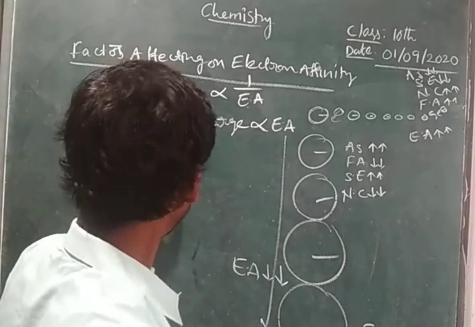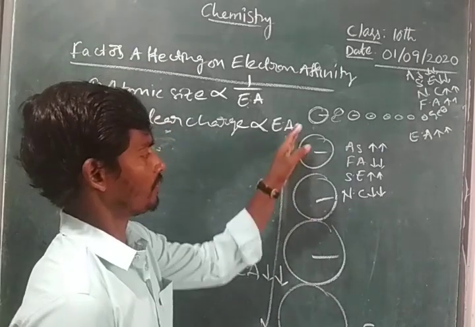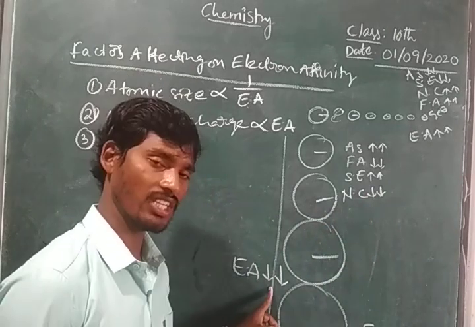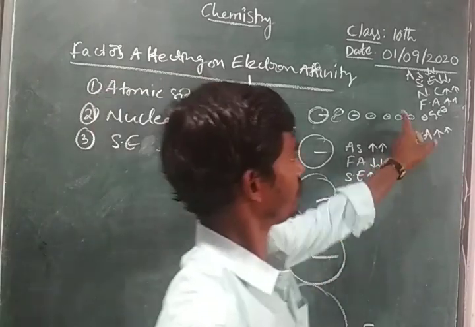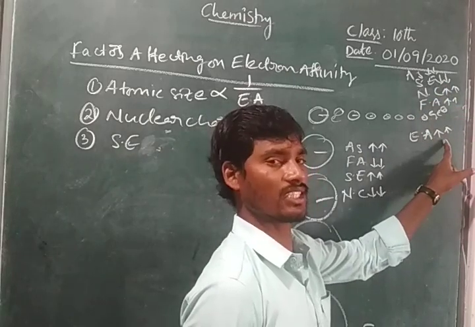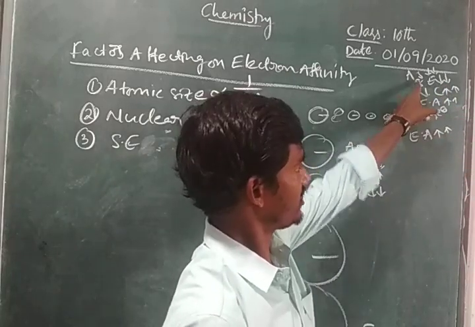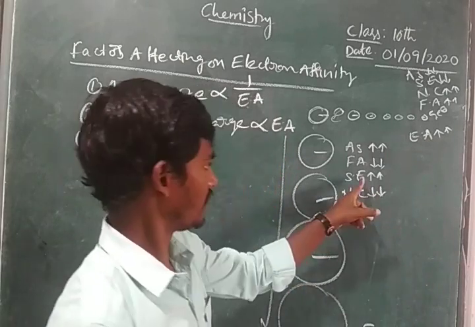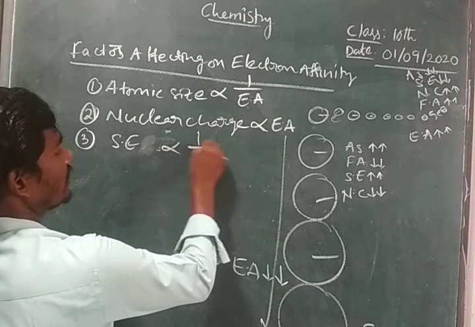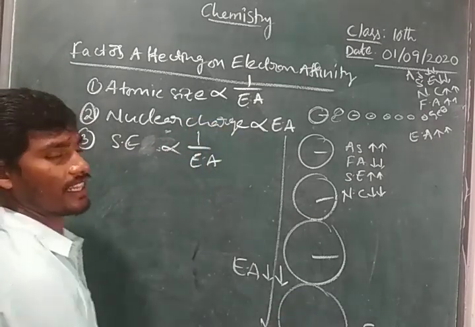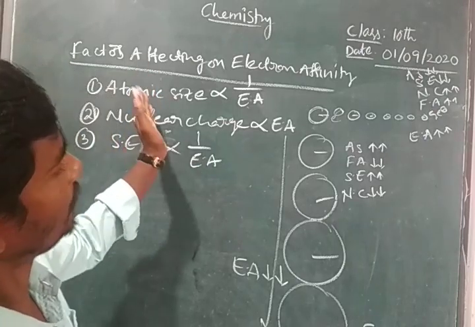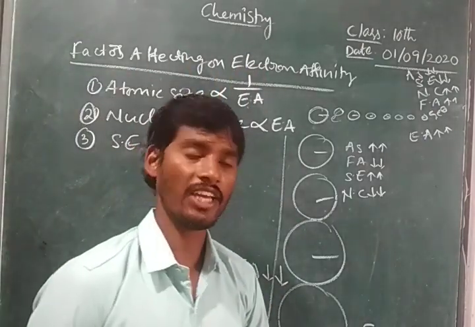Now coming to the screening effect. From top to bottom in groups, the screening effect increases and electron affinity decreases. From left to right in periods, the screening effect decreases and electron affinity increases. When one decreases, the other increases. That's why the screening effect is inversely proportional to electron affinity. These are the common factors affecting electron affinity.